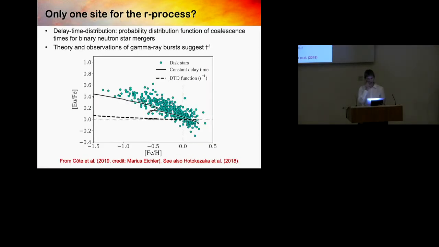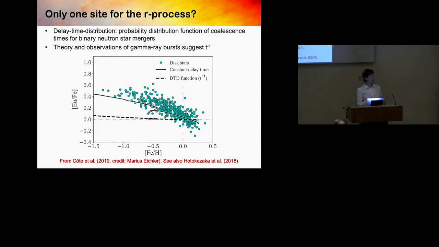In terms of the site for the R process, neutron star mergers are definitely important, but what's important here is the rate of coalescence. How often do neutron star mergers occur in our galaxy? And right now, we have estimates from theory, this is binary population synthesis models, and also from observations of gamma ray bursts, and it's postulated to be a power law at t to the -1.